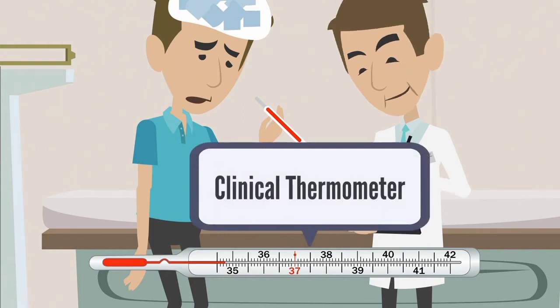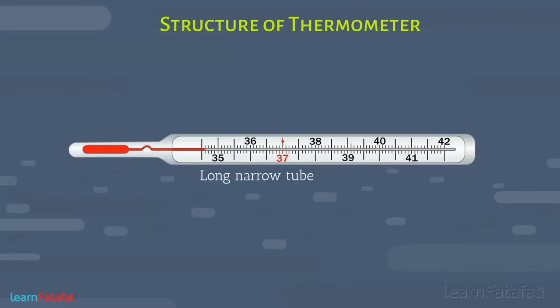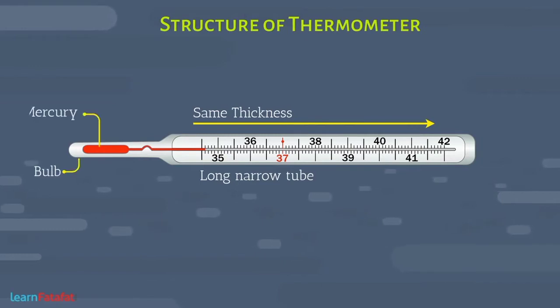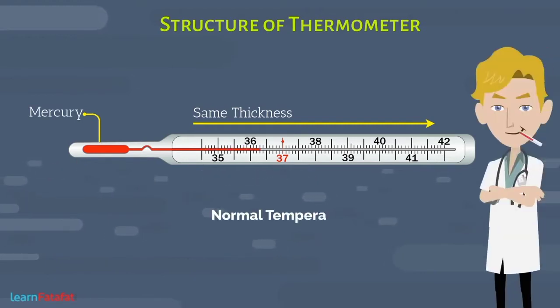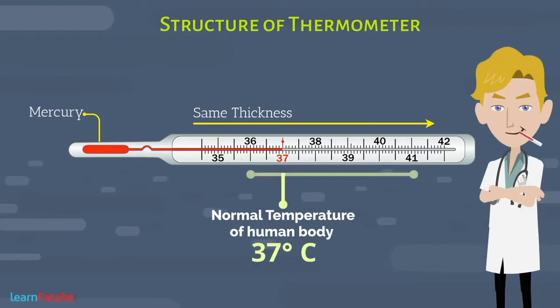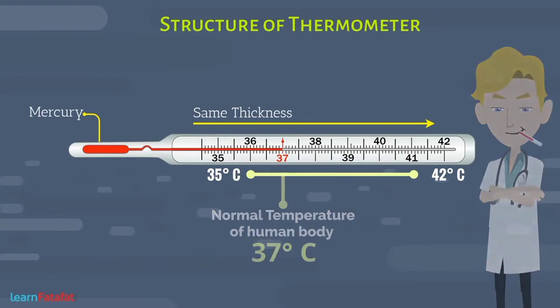Let us have a study of the structure of thermometer. It is a long narrow tube of the same thickness along its length. On one side of this tube there is a bulb which contains mercury. For reading the temperature there is a scale printed on the thermometer. The normal temperature of the human body is 37 degrees Celsius. It varies from 35 degrees Celsius to 42 degrees Celsius. Therefore, the range in this thermometer varies from 35 to 42 degrees Celsius.